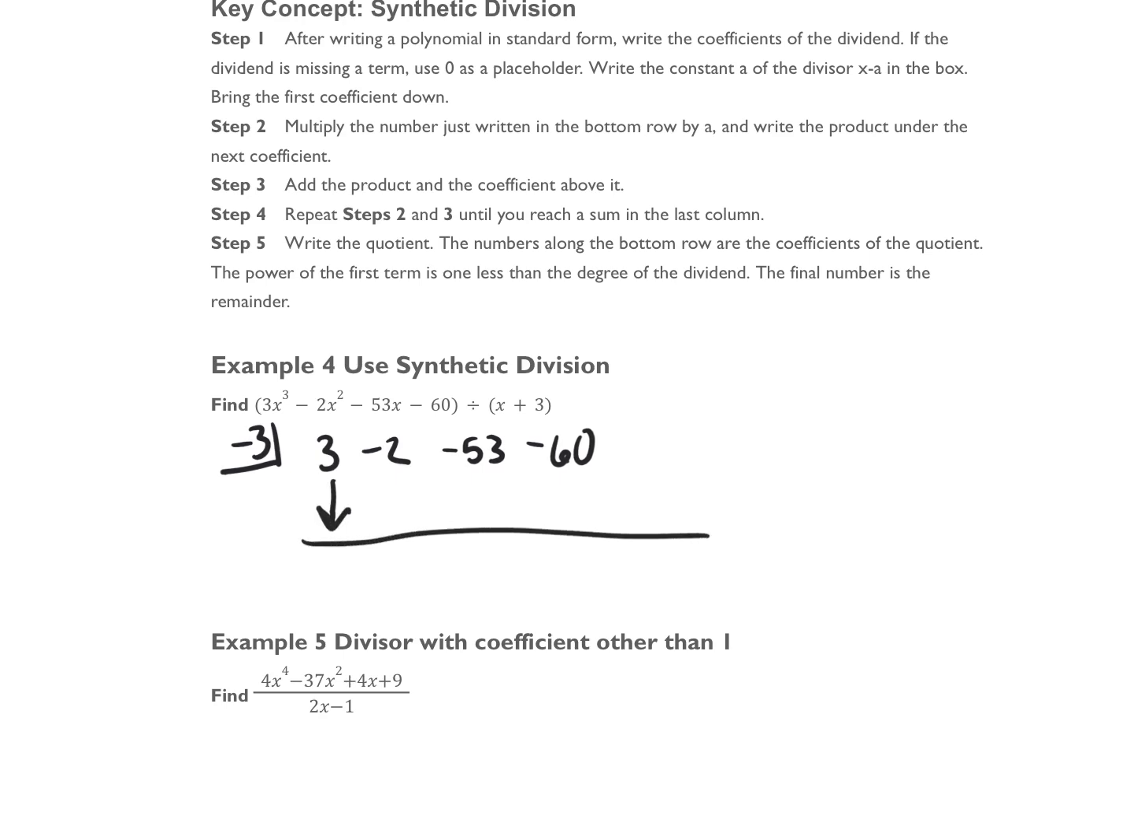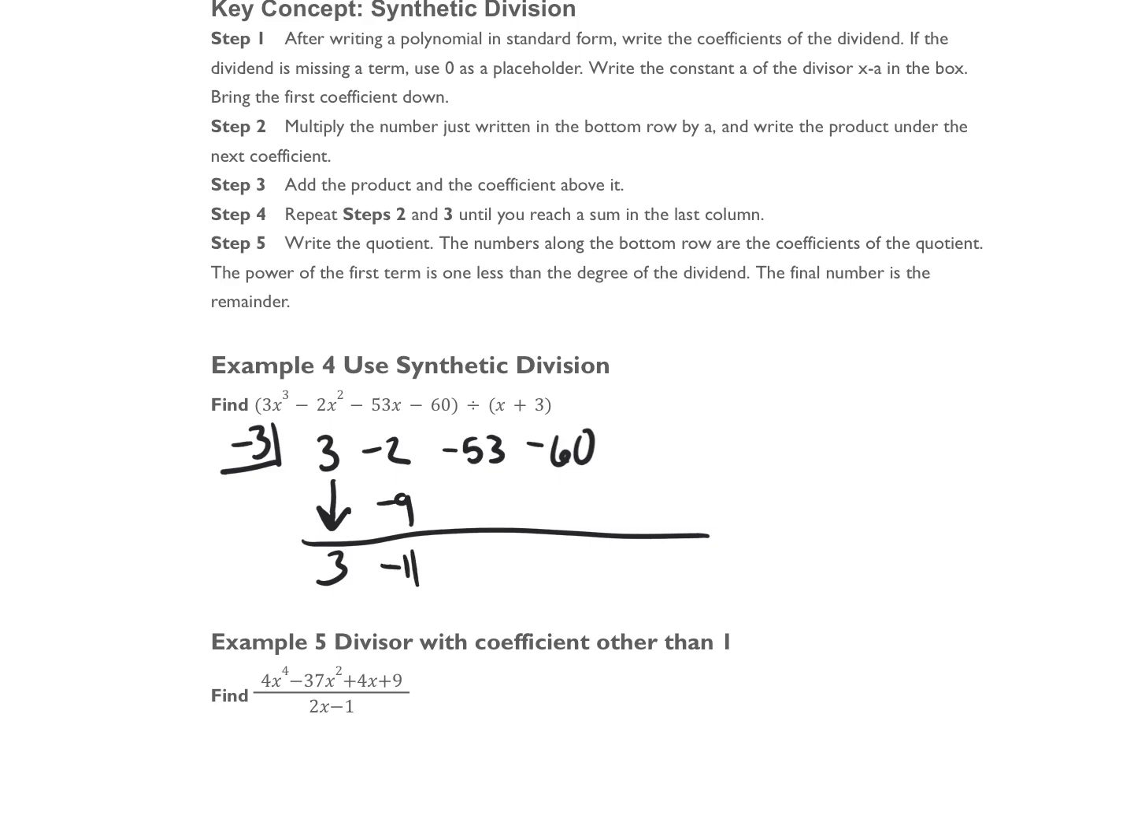So we're going to bring it down just like that, and the 3 goes there. All right, the next thing we're going to do, step 2, is we're going to multiply the number just written in the bottom row by our a, which is negative 3. So 3 times negative 3 is negative 9. And then we are going to add the product to the coefficient that was above it. So negative 9 plus negative 2 is negative 11.